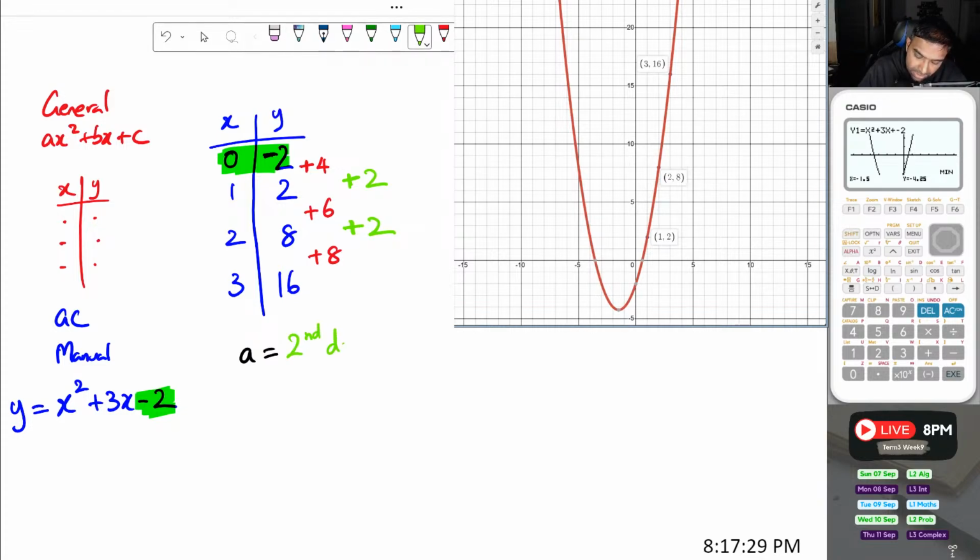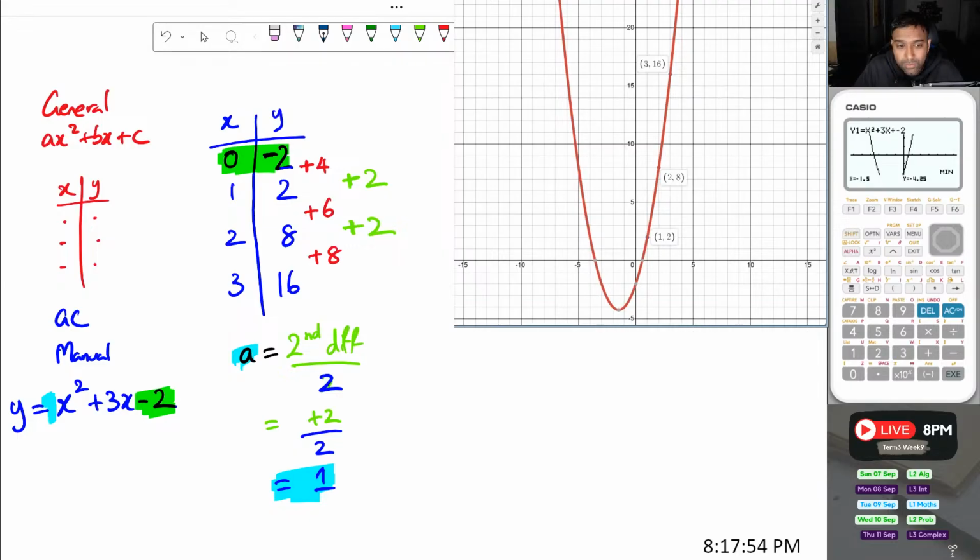So second difference divided by 2. In this case, the second difference is plus 2, and that's divided by 2, so that's equal to 1. So what I've now figured out is that the a value is equal to 1, and we haven't actually written the 1 in front of the x squared.